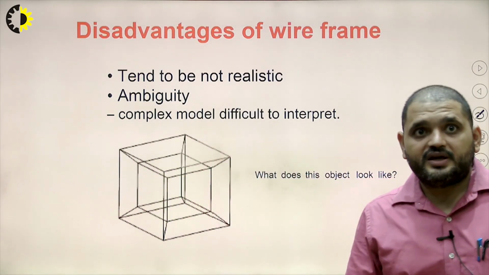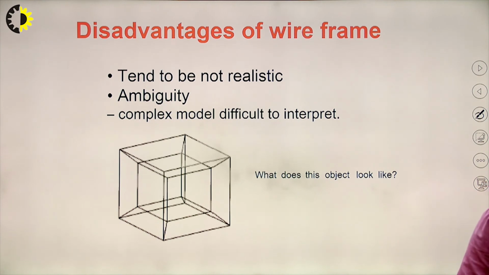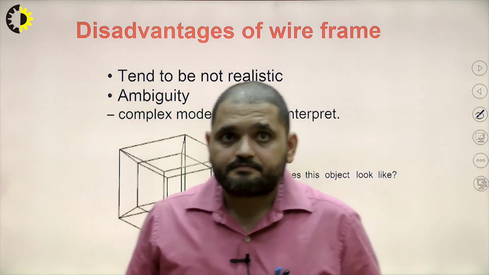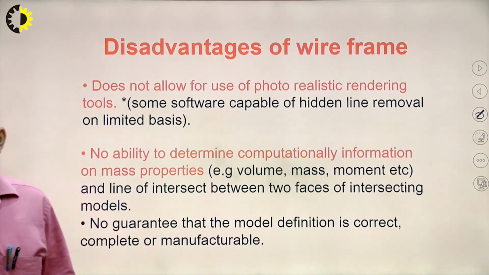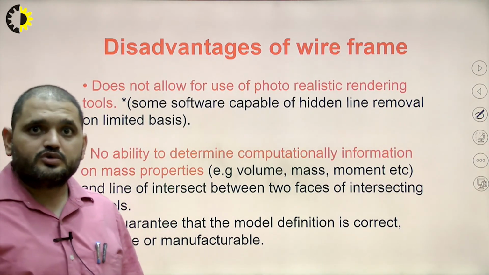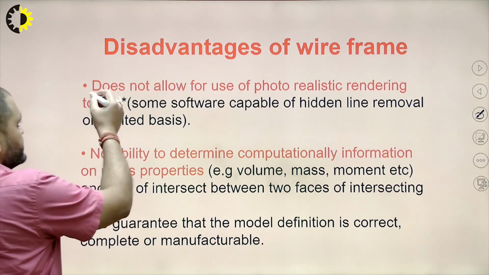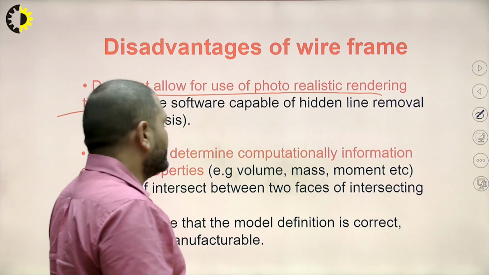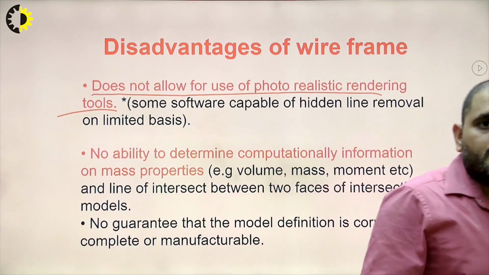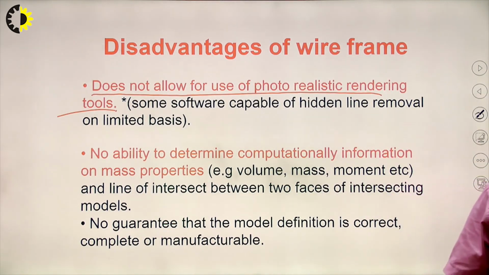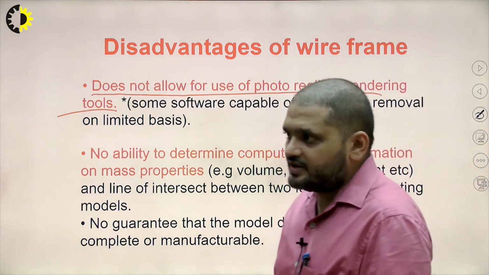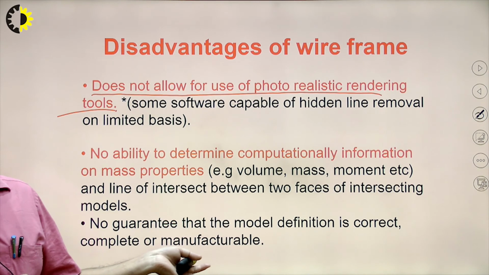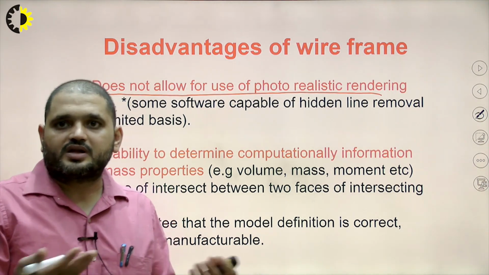Disadvantages: it tends not to be realistic. There is ambiguity, and complex models are difficult to interpret. It does not allow the use of photorealistic rendering tools, so photorealistic rendering cannot be done using wireframe models. Some software have hidden line removal capabilities, but on a limited basis. There is no ability to determine computational information on mass properties. There is no mass present in a wireframe model, so you cannot analyze that product.